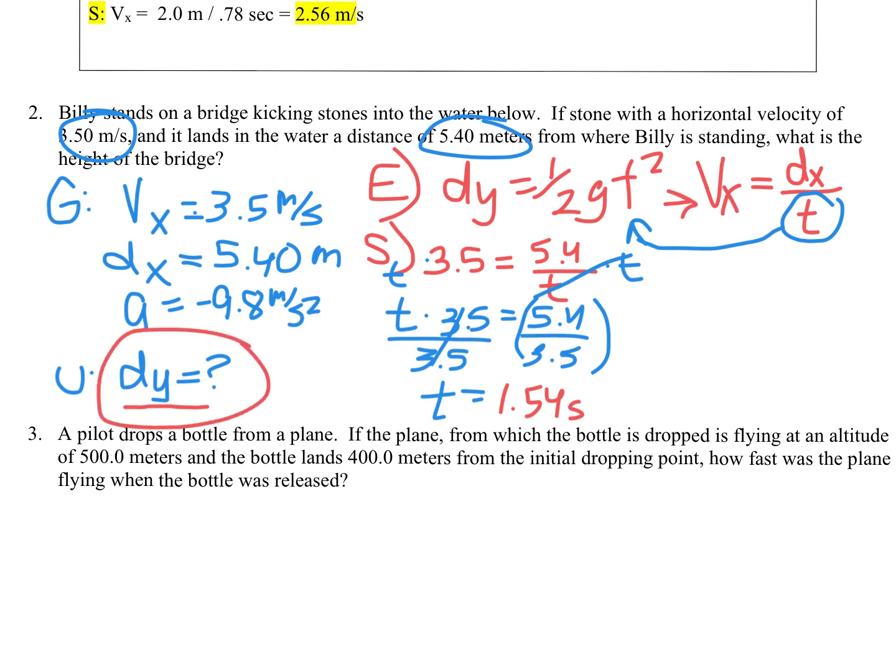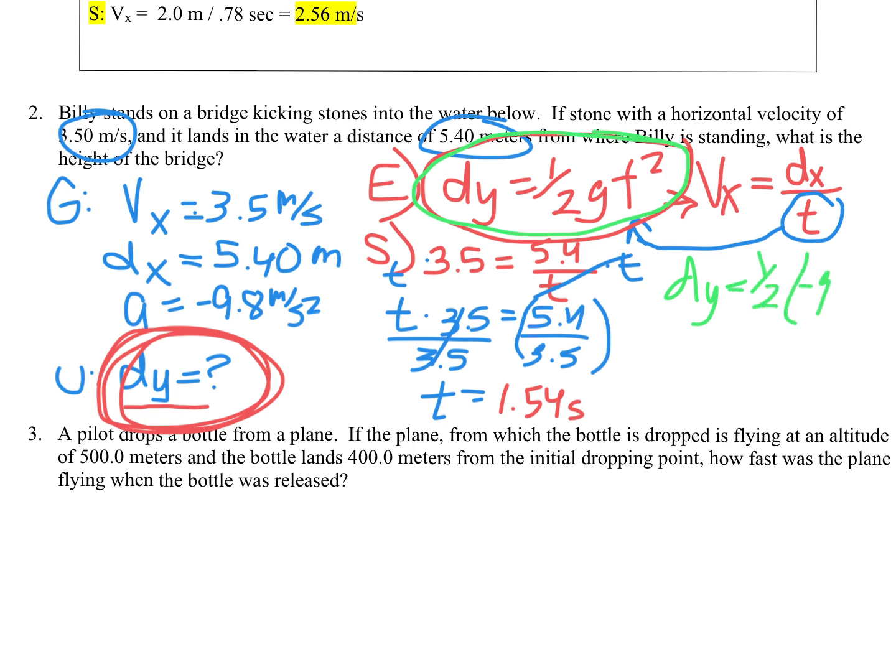Now we've got time, but that's not what we want. Remember, we want the distance the stone's gonna fall to know the height of that bridge. But again, we can plug that into our y equation. And let's do that. I'm going to change up my color so we can see it better. But let's use this equation now. So dy we don't have, we're going to solve for that, equals 1/2 times gravity, which is negative 9.8, times the time squared, which is 1.54 squared. Sorry, I'm squeezing it in there. But let's do our math.